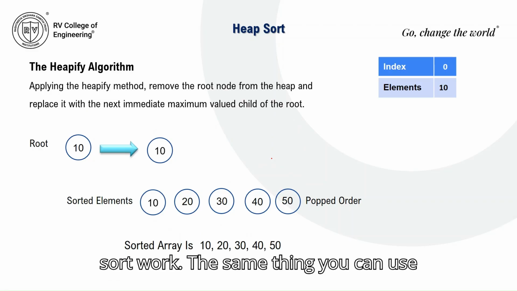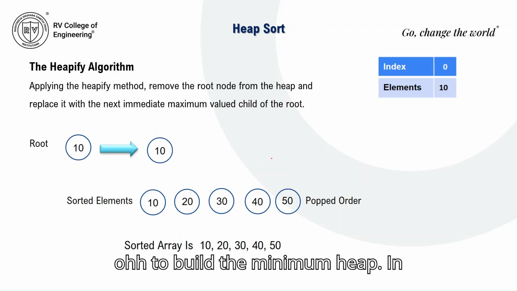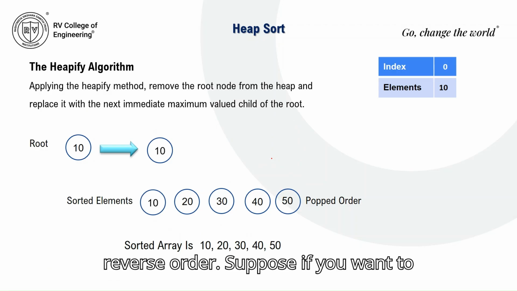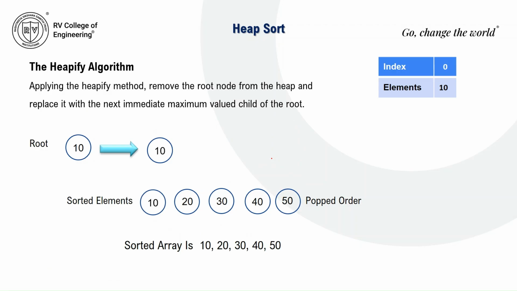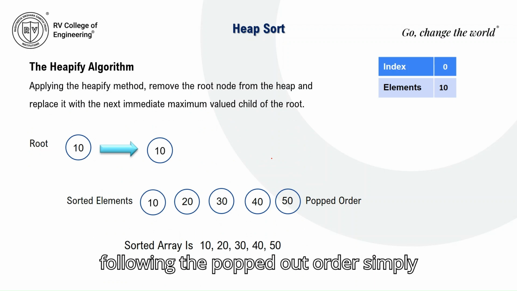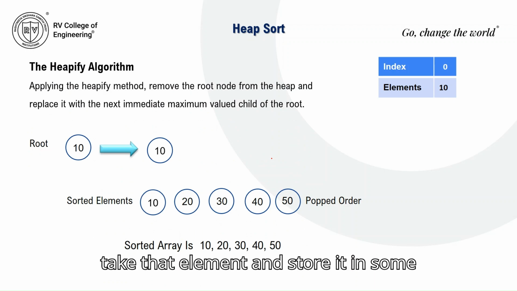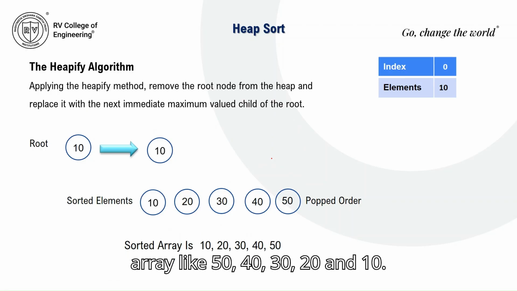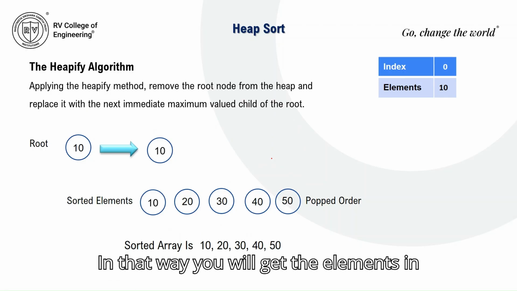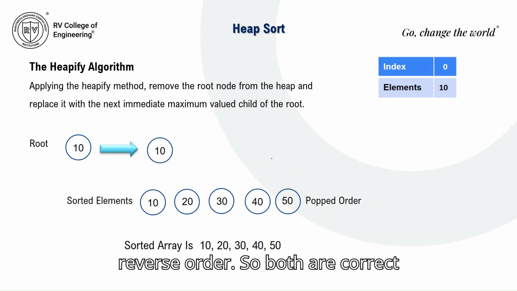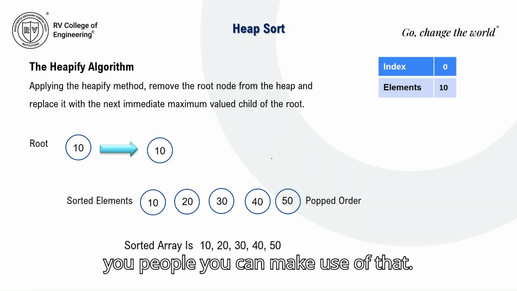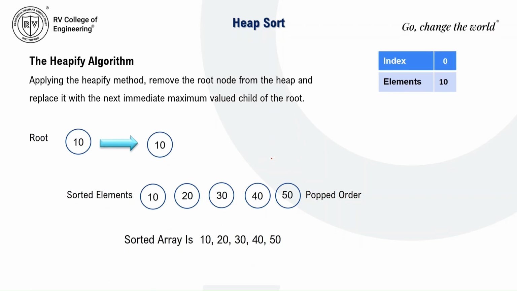The same thing you can use to build the min heap. In that case, you will get the elements in reverse order. Suppose you want to arrange the elements in reverse order using the max heap property: instead of following the popped-out order, simply take those elements and store them in some array like 50, 40, 30, 20, and 10. In that way, you will get the elements in reverse order. So both are correct. Whichever is feasible for you, you can make use of that.